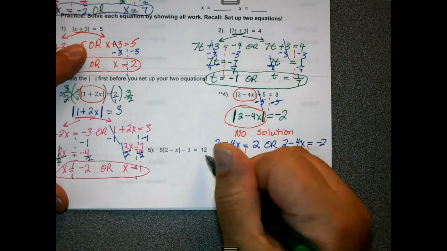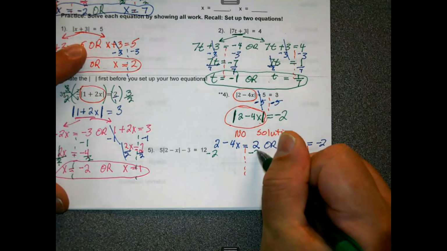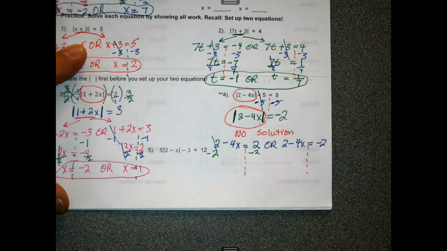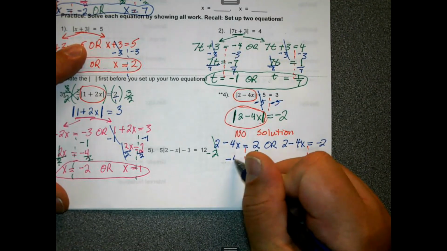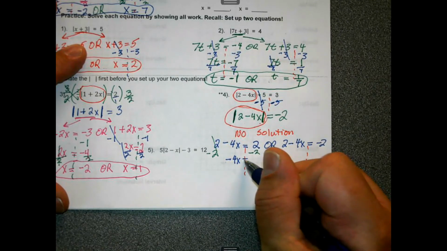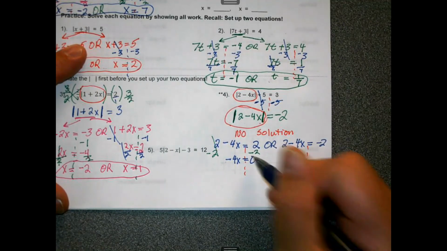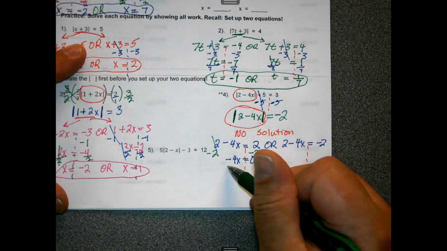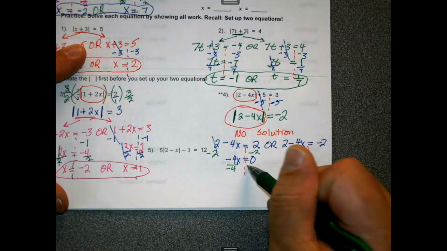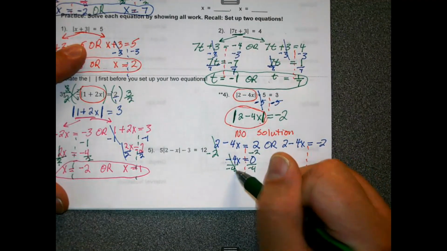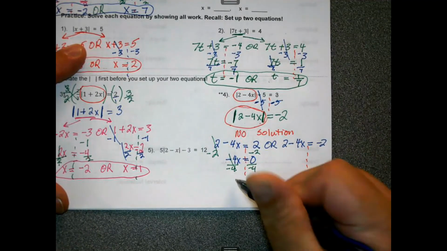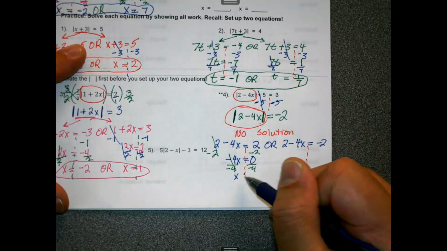So I'm going to subtract 2. I get negative 4x equals 0. Then I'm going to divide by negative 4. And I get x equals 0, which is okay because 0 is a number on the number line.